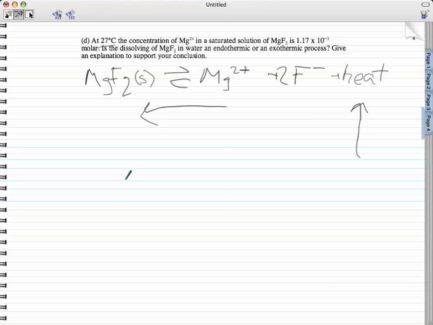Okay, and so since heat is on the product side, that means by doing this we're going to give off heat. This is going to be exothermic.